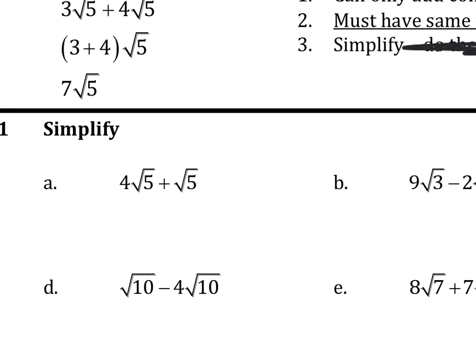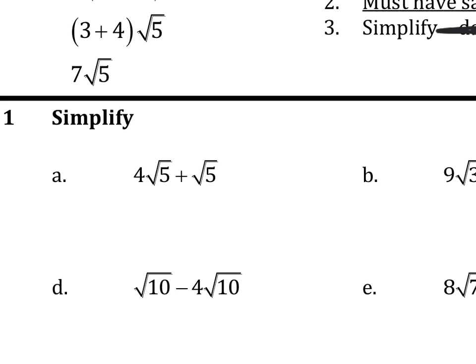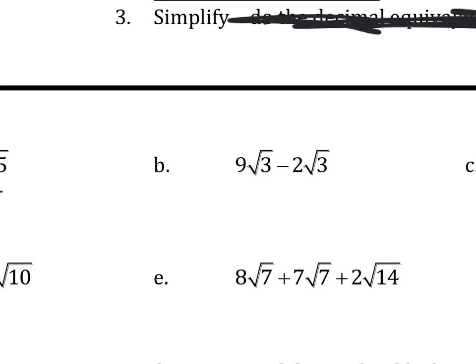So if we look at 1, we see we have 4 times the square root of 5 plus 1 square root of 5. Remember, it's just like with variables. Whenever we don't see a number in front of it, we assume there's a 1. So we do 4 plus 1, which is 5. So our answer is 5 square root of 5. Now, the square root of 5 is already in simplest form, so we don't have to worry about that.